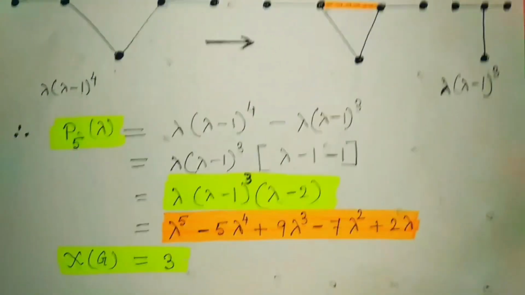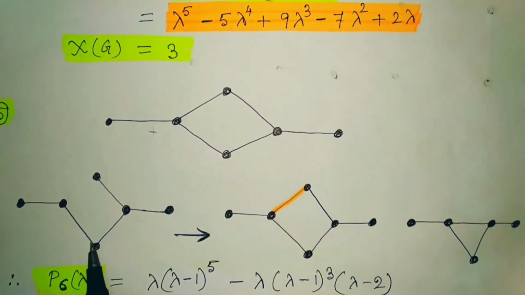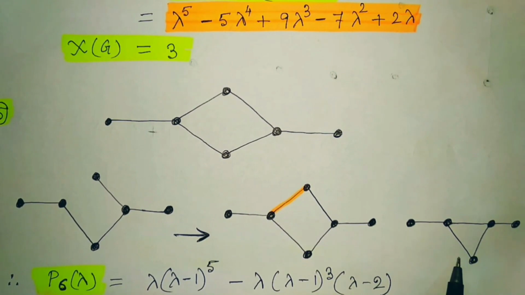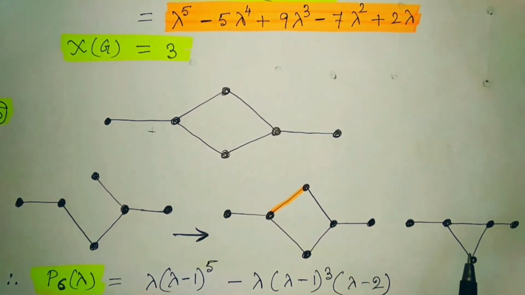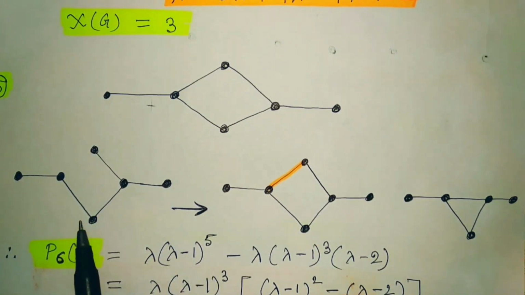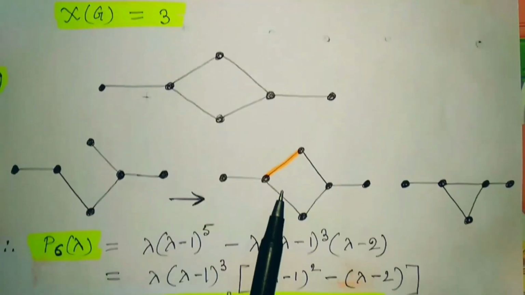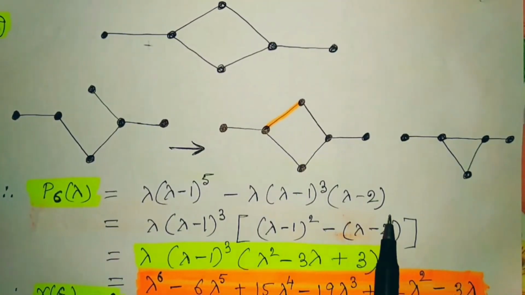So now, if we find the chromatic polynomial for this graph, it should be the chromatic polynomial of this graph, which is a tree, minus the chromatic polynomial of this graph, which we found in the previous problem. So the chromatic polynomial for that tree is lambda into lambda minus 1 to the power 5, because there are a total of 6 vertices, minus the chromatic polynomial of this graph, which we found as lambda into lambda minus 1 to the power 3 into lambda minus 2. So if we substitute all those, we will find this one.